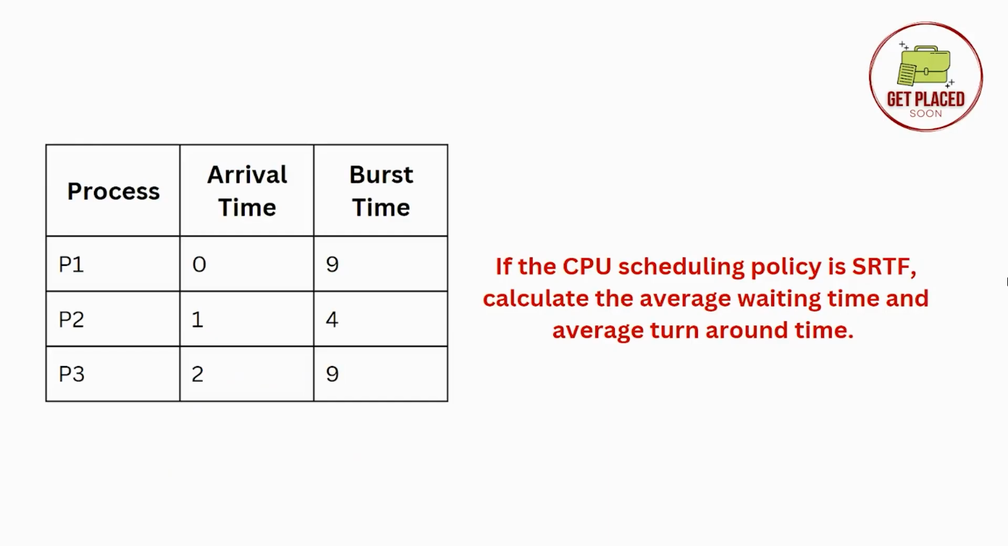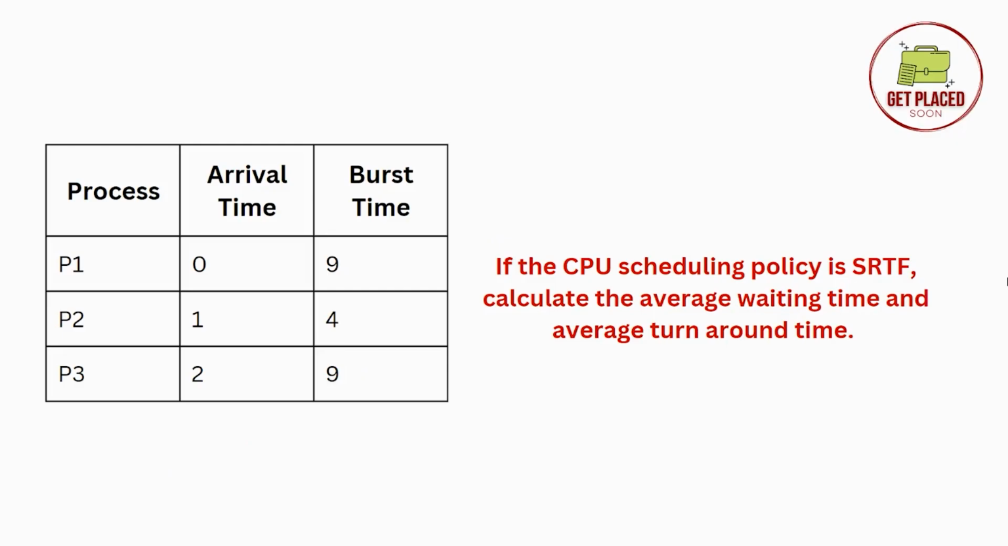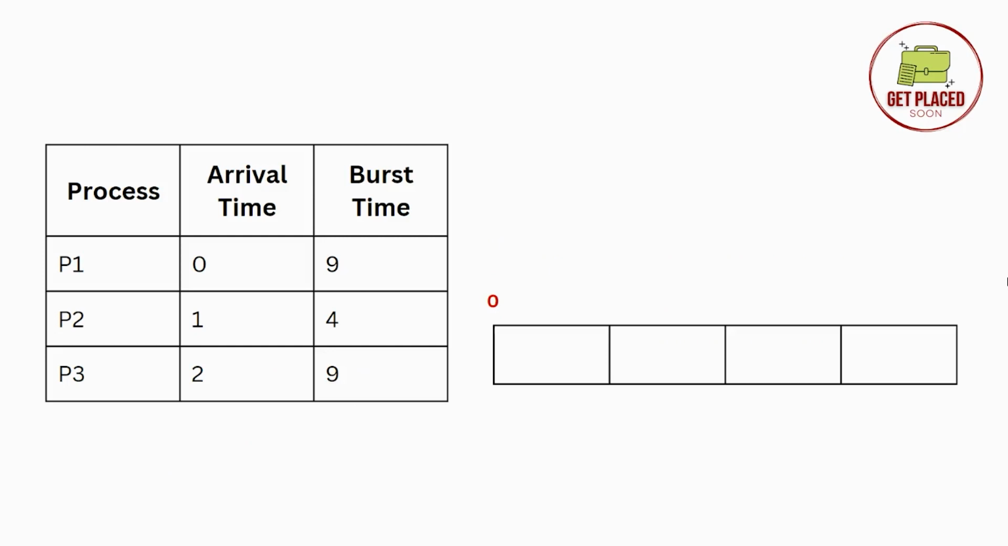In today's example problem, we have three processes P1, P2 and P3. We have their arrival time and burst time given here. We are supposed to calculate average waiting time and average turnaround time by applying SRTF. SRTF is nothing but shortest remaining time first, which is nothing but shortest job first scheduling algorithm in preemptive mode. Okay, so let's get started with today's problem.